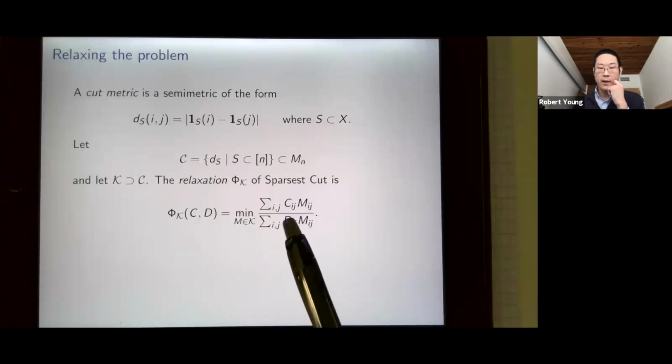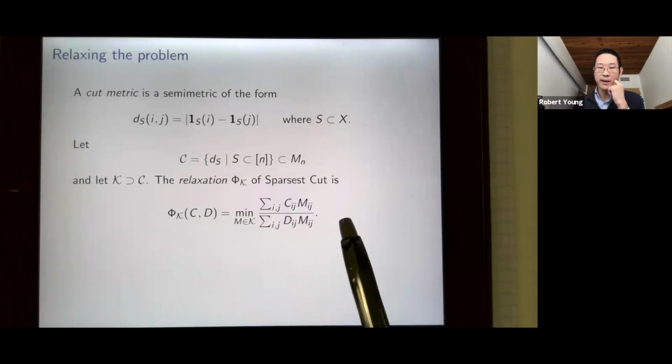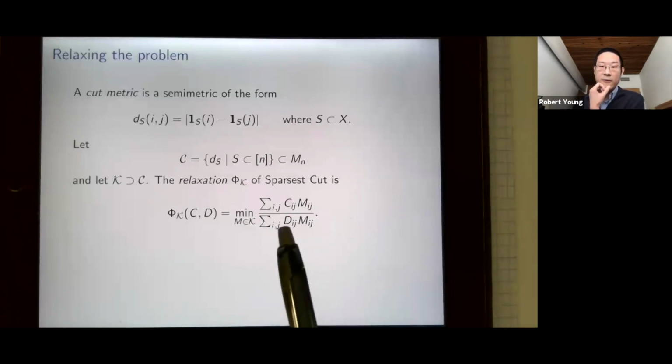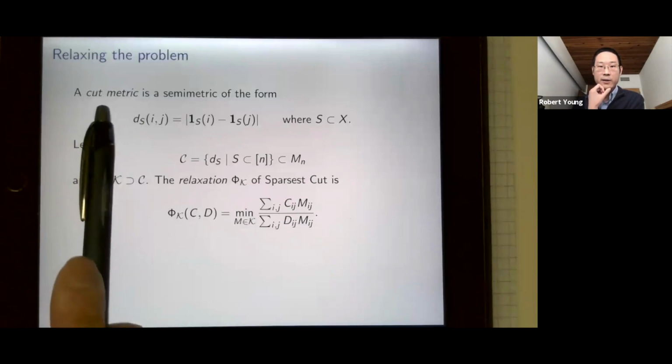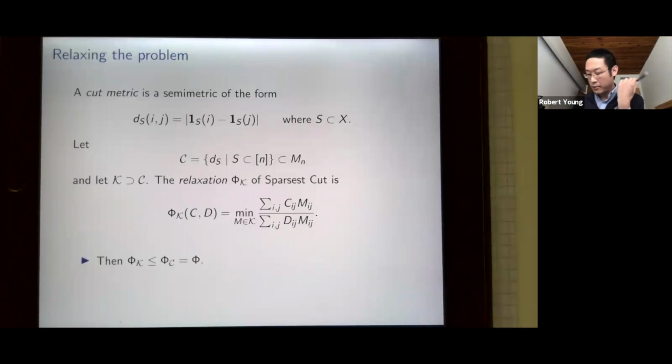So, which is to say, I minimize the fraction: the sum over all i and j of Cij Mij over the sum over i and j of Dij Mij. If M is a cut metric, this is exactly the sparsity that we saw before. But if M is not a cut metric, then it's something different. For the cut metrics, this is exactly what we saw before.